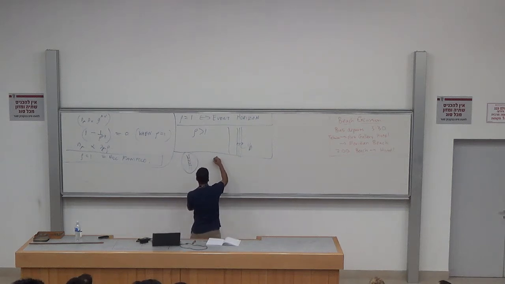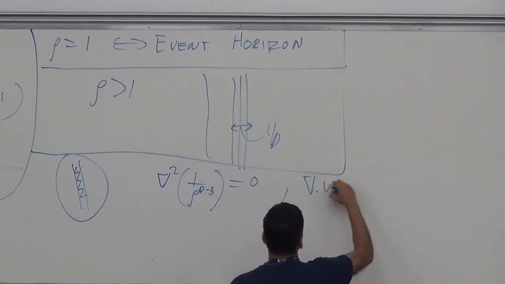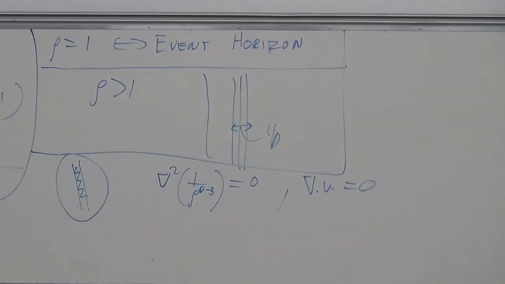However, if the following two equations are obeyed, del squared of 1 by rho to the power d minus 3 is equal to 0, and del dot u is equal to 0, then the d squared terms vanish. And the right-hand side of Einstein's equations is only order d rather than order d squared.